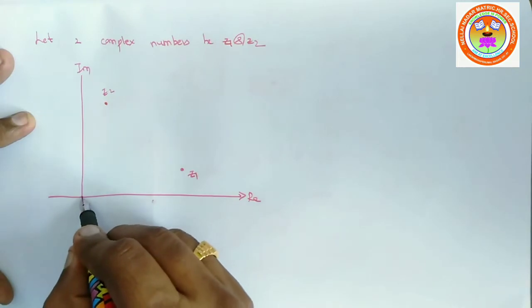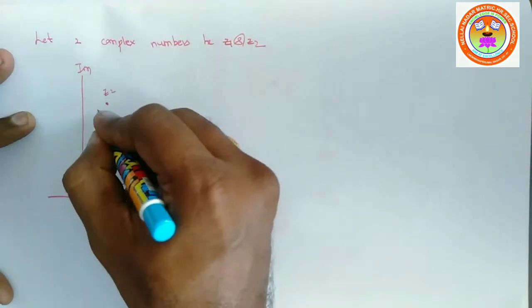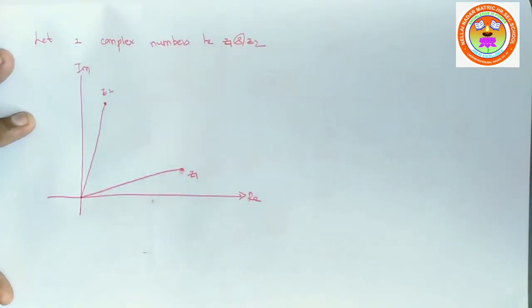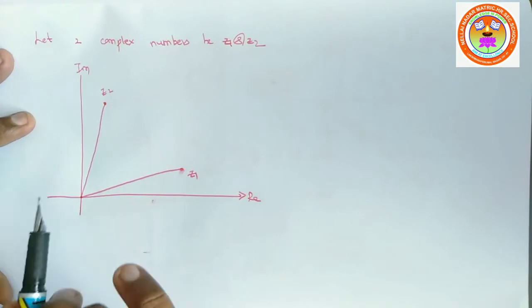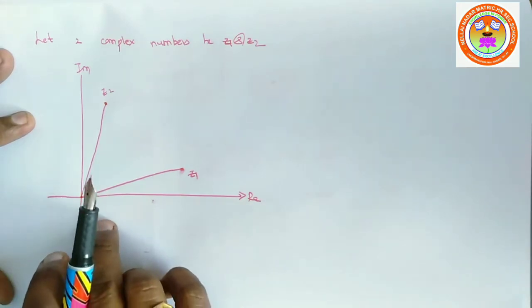So the distance from here to here, and the distance from here to here. I want to say one important thing. I need to find the distance between z1 and z2. I need to find the distance between z1 and z2. So how am I going to find the distance between z1 and z2?